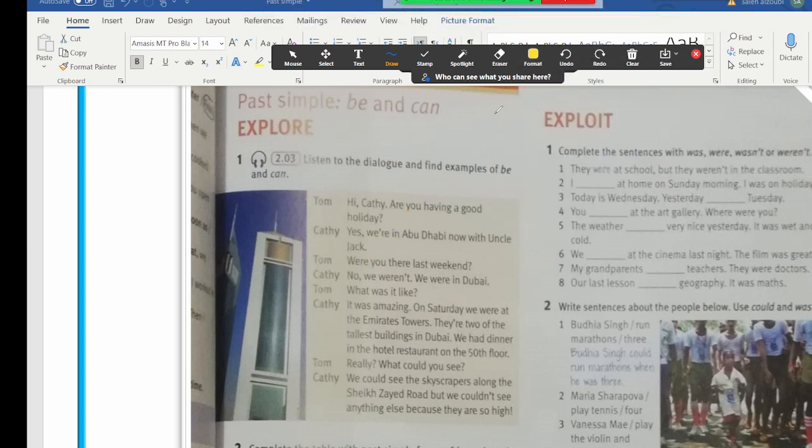Today we will start with the first rule for the 7th grade, Unit 6, which is past simple with the verb be and the verb can. Let's start our lesson. We are on page number 51. Listen to the dialogue and then find examples of be and can. Dialogue means حوار.